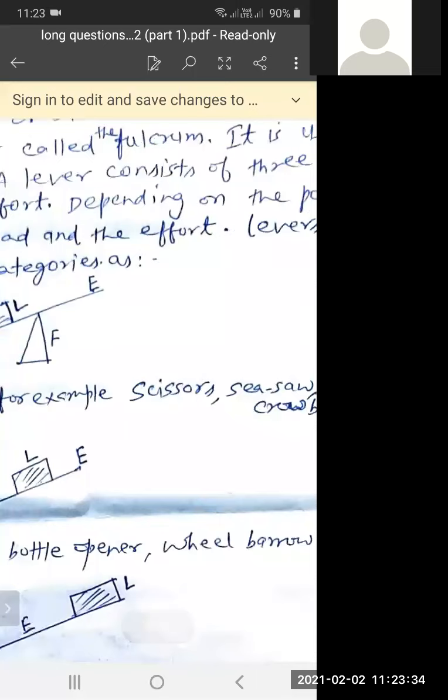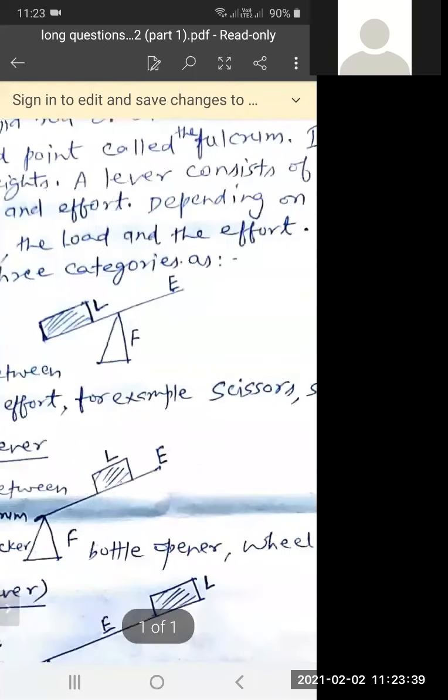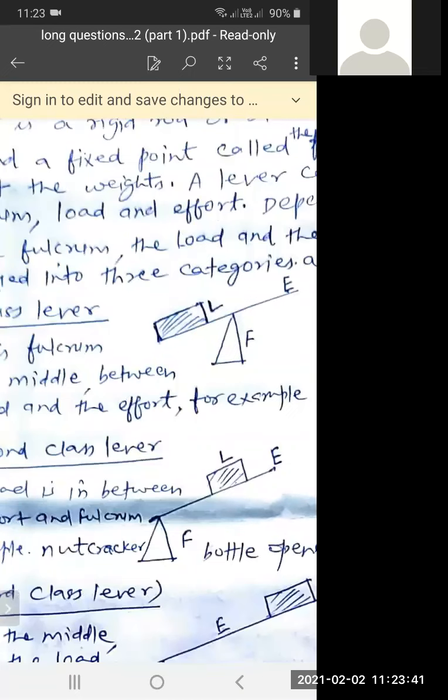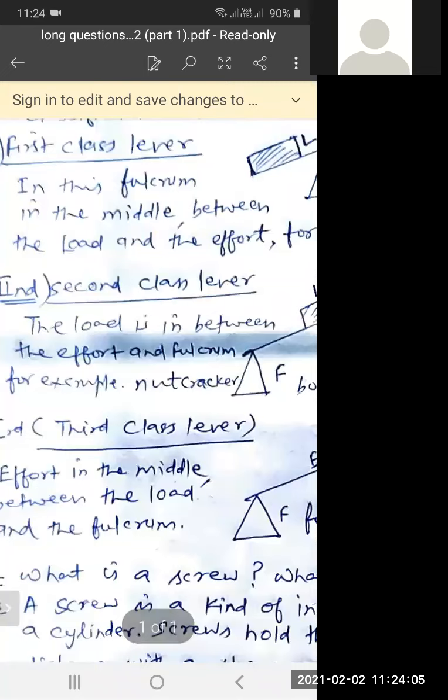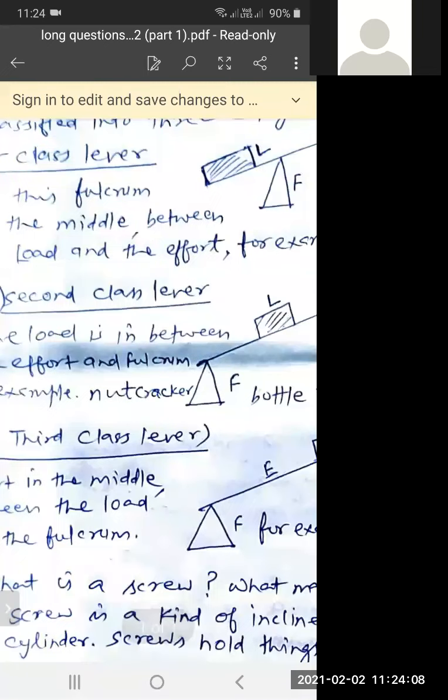Scissors, seesaw, crowbar are the examples of first class levers. Fulcrum at the middle, load on the left hand side, effort on the right side, which means the fulcrum is in between the load and the effort. Example, scissors and crowbar will go for this second class lever. The load is in between the fulcrum and the effort.